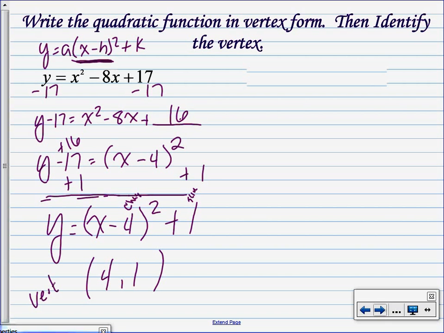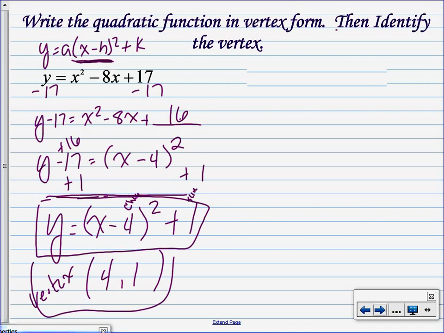This is exactly what we've been doing. We just didn't solve. It'll be both. They want you to write it in vertex form, which is this one, and then they wanted the vertex. So it's both. Both are the answers. You just have to read the directions and see what it wants, right? So, some of them want two things.